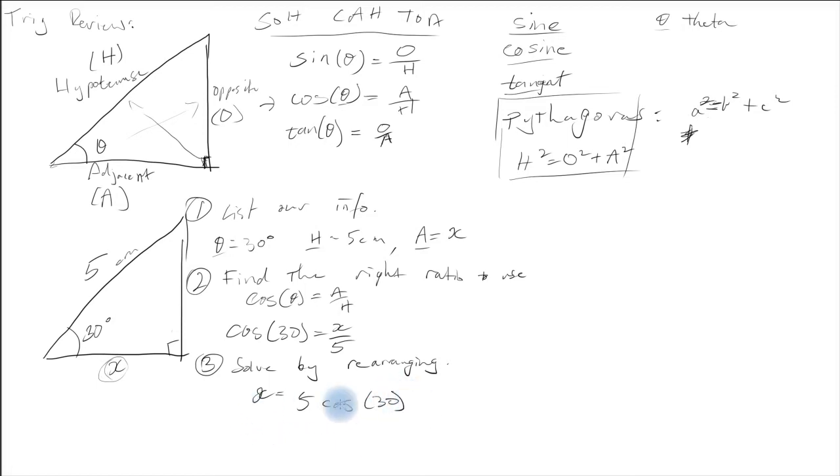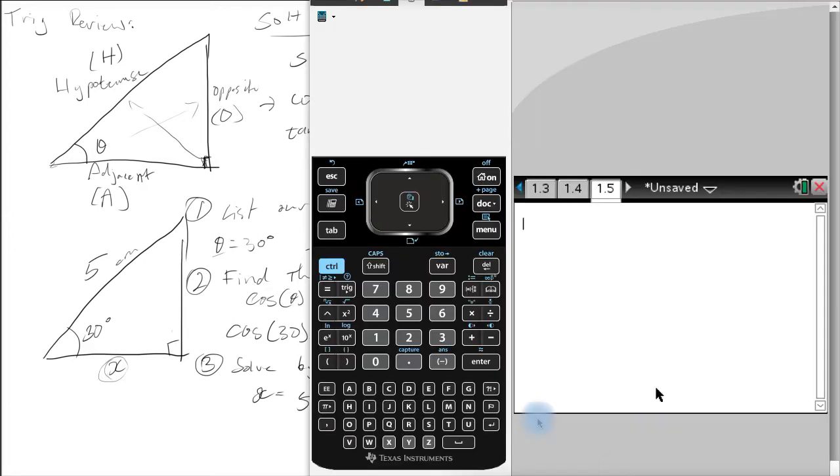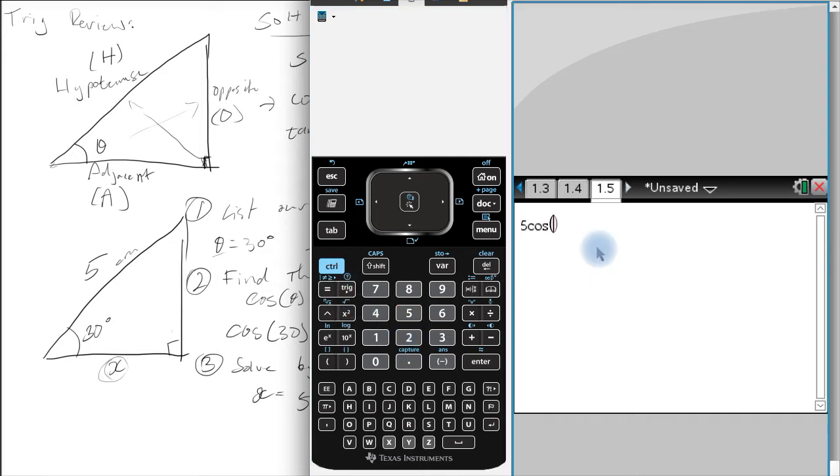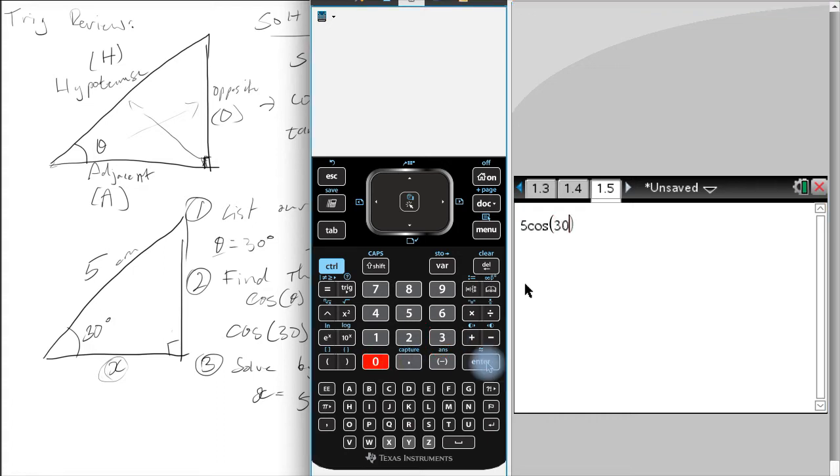Now all we have to do is put 5 cosine 30 into our calculator. Let me just do that. So here we go. 5 cosine, so trigonometry is what we're doing. Cosine and 30. And it says there's no exact answer. Let's get an approximate one. Here we go, 0.771257.